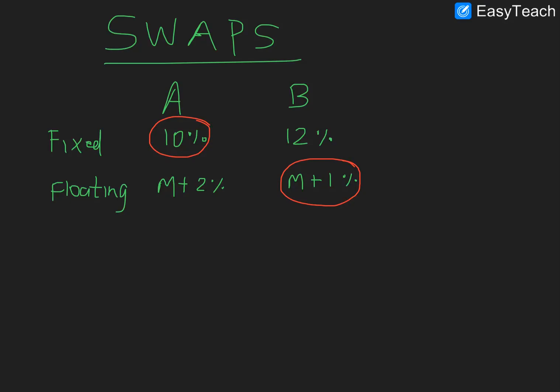Okay. So now suppose A wants a fixed rate, definitely A is going to borrow at 10%, whereas if B wants a floating rate, the advantage is there for it, so it will borrow at MIBOR plus 1%. But suppose I say that the required rate is, let's say, A requires a floating rate and B requires a fixed rate.